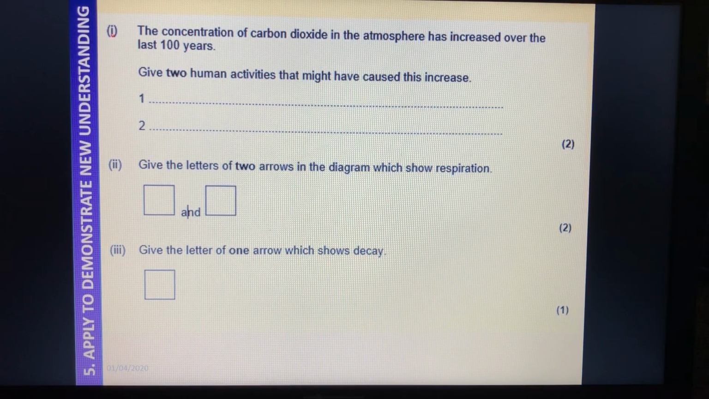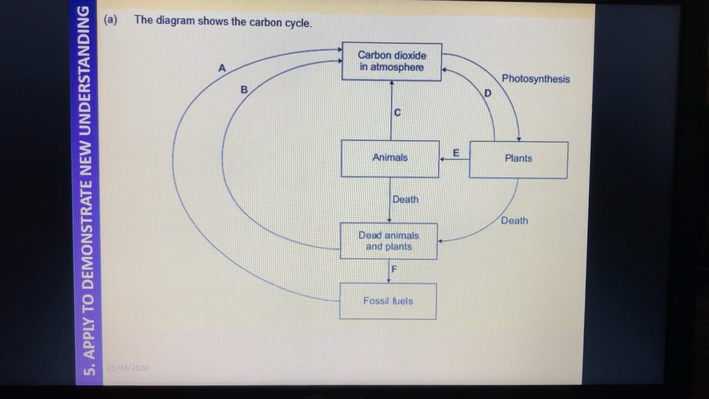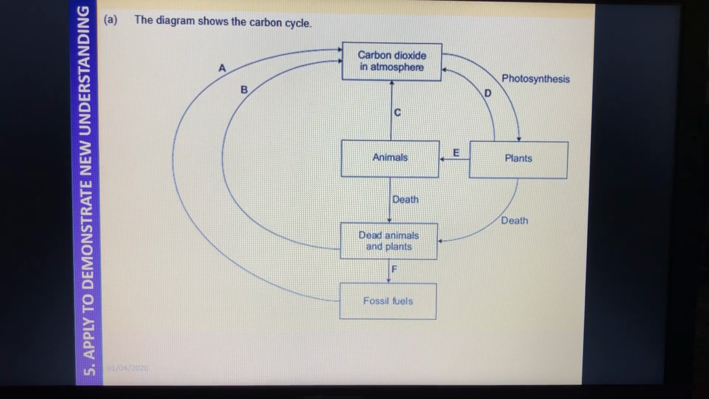Give the letters of 2 arrows in the diagram which show respiration. Right, let's go back to the picture. Which 2 arrows, give the letters, represent respiration?